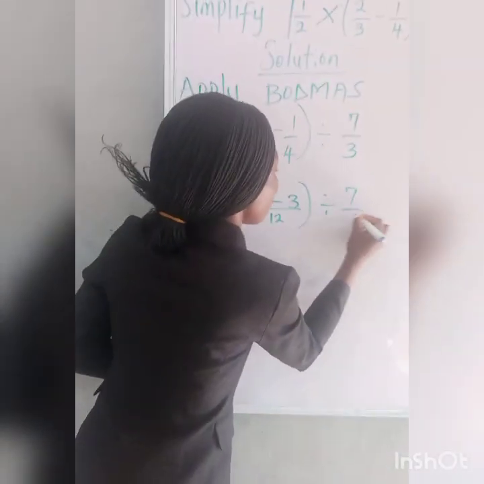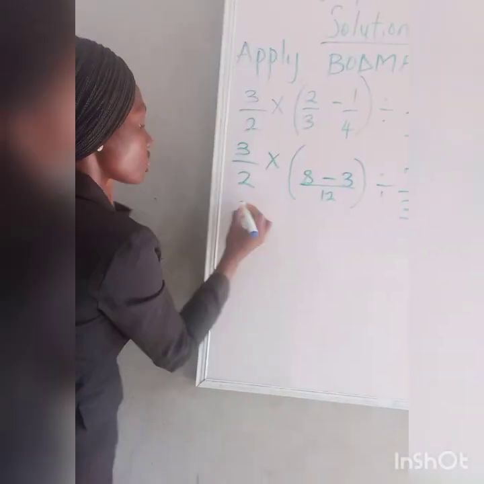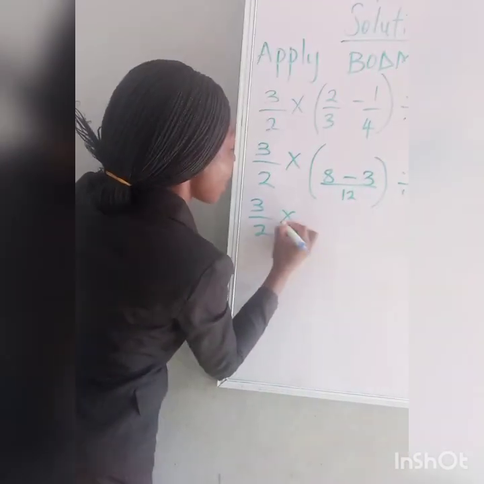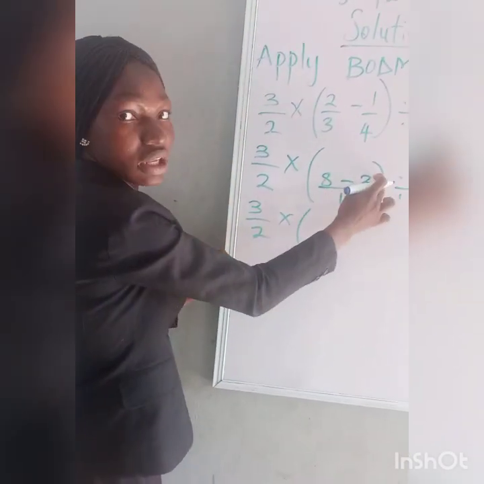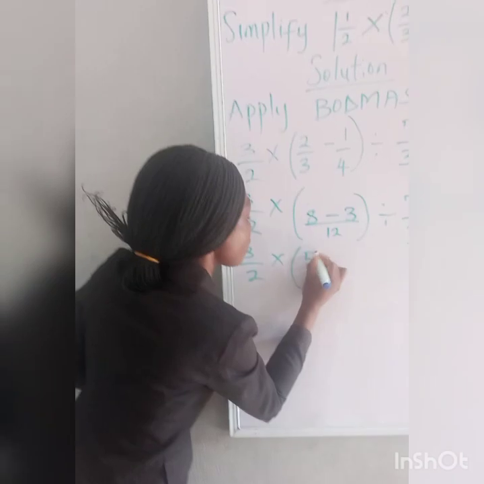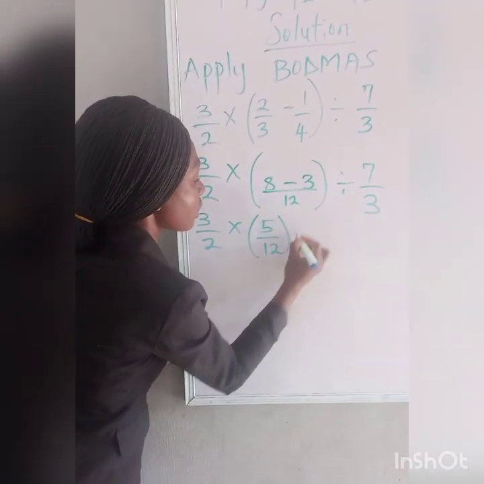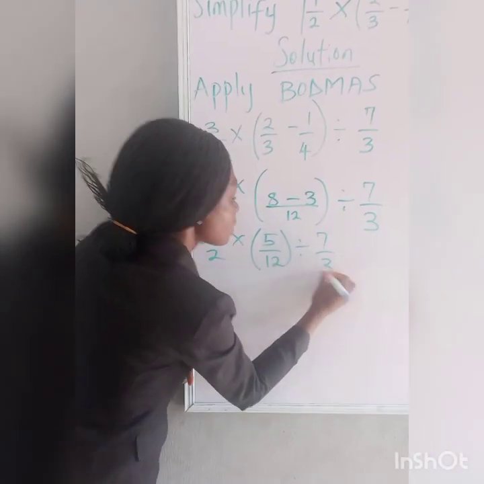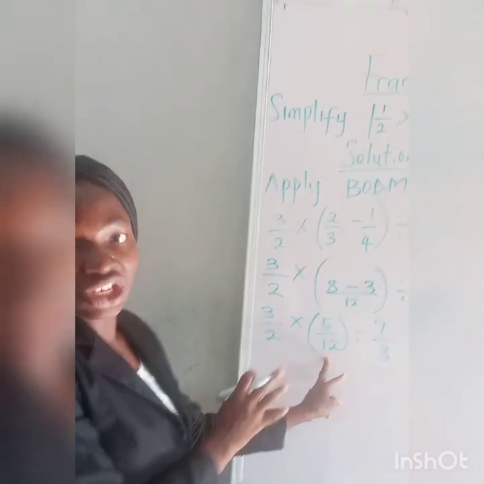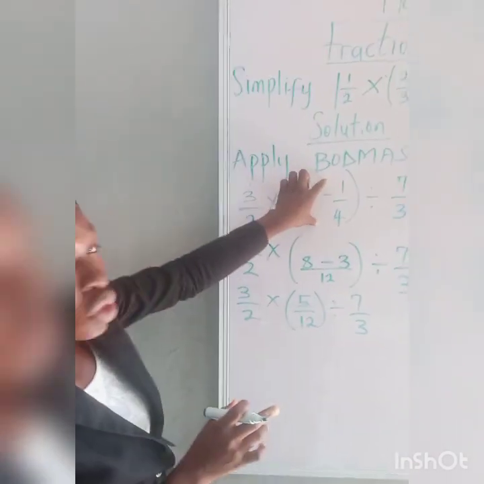Divided by 7 over 3. Now, after getting that, we still have 3 over 2 times, open bracket, 8 minus 3. That is 5 over 12. Now, divided by 7 over 3. Now, you've gotten a whole fraction for this middle term.